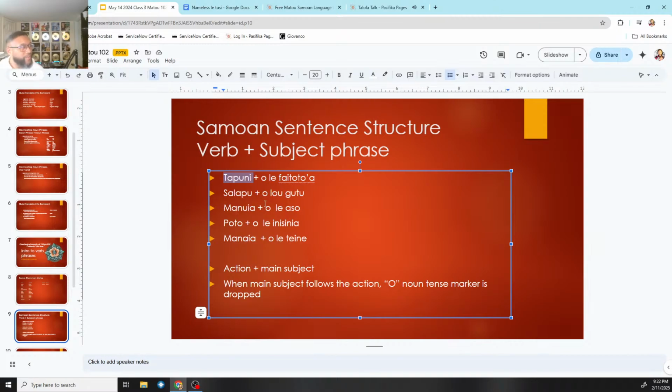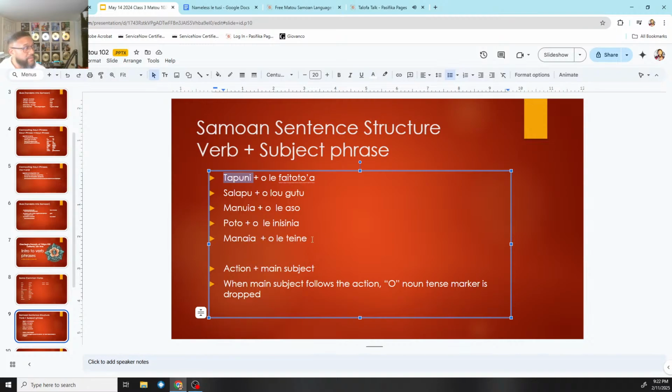O le gutu, shut up your mouth. Okay, and then we have manuia, good, and then o le aso, it is the day. We have poto, intelligent or smart, and then we have o le inisinia, it is the engineer. We have manaia, good or nice, or it could also be pretty because we're talking about a girl, and then we have o le teine, it is the girl, right?